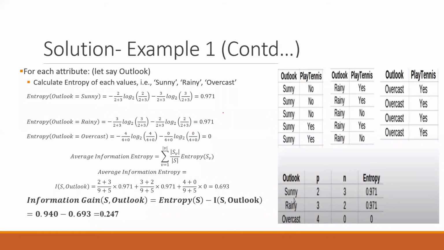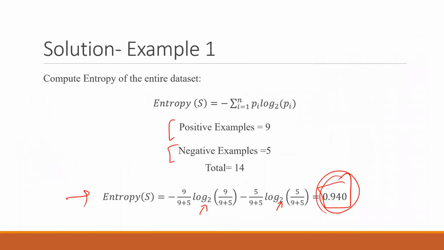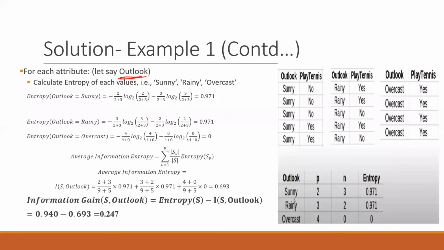Now we will be looking at all the columns one by one, and first of all, we will be looking at outlook. There are multiple columns here. First is outlook, second is temperature, third one is humidity, fourth one is windy. I will solve for all the columns one by one, and whichever has the maximum information gain value will be selected as the split node.